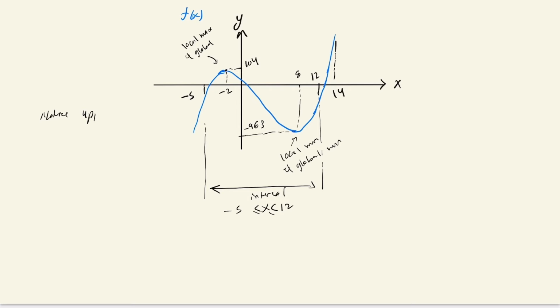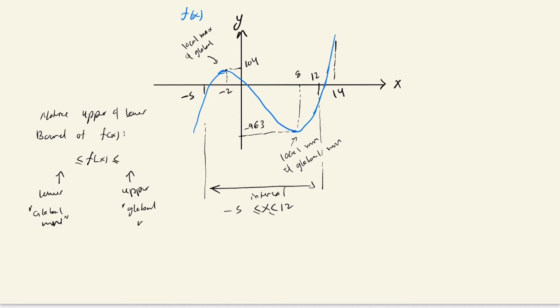Now notice what's the best upper and lower bounds of the function f of x. F of x is going to be bound by the lowest value of the function and the highest value of the function. So that's going to be between the global minimum and global maximum on the interval. So global maximum at minus 2 and global minimum at 8. So f of x can be bound between negative 396 and 104.